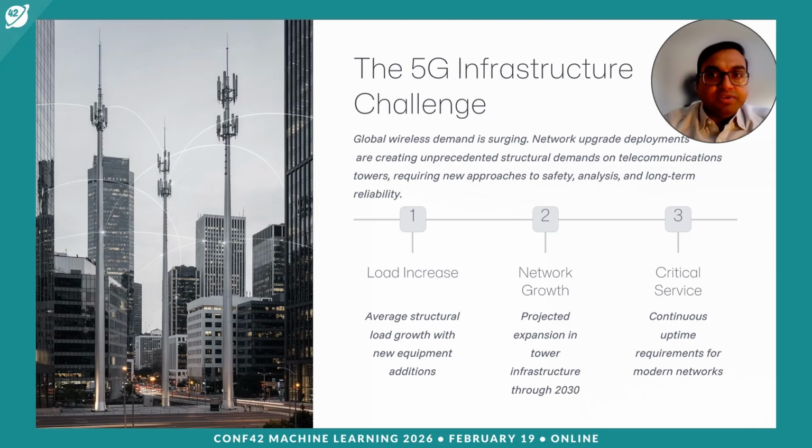Load demands on towers are increasing due to network upgrade requirements such as 5G. Equipment is getting larger and heavier, while the overall infrastructure is aging. Many towers in the US were originally designed in the 1980s and 90s for much lighter antenna loads. The average structural load on existing towers has grown significantly with each generation of wireless technology, from 2G to 5G. The tower infrastructure market continues to expand through 2030, driven by densification and rural broadband initiatives.